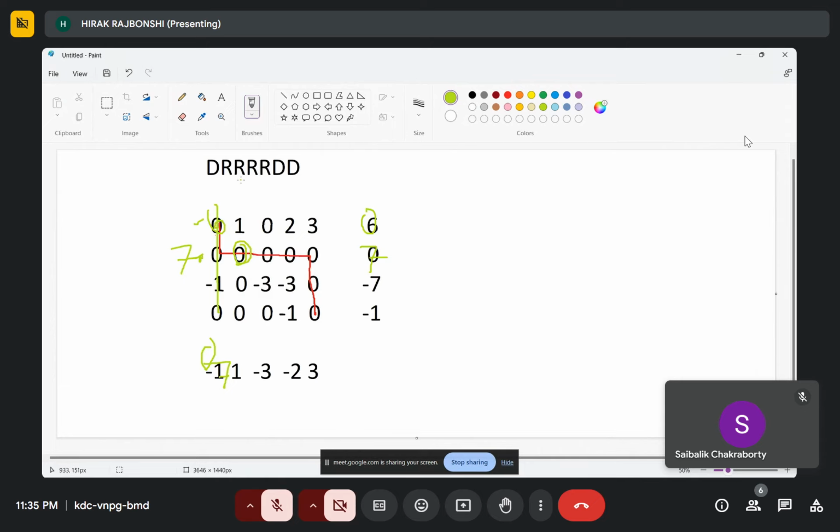Now again I am going right, so I am taking this column, and the sum of this column is 1. So to make it 0, I have to put here minus 1. So this will be 0, and this is 7 minus 1 equal 6. Then again I am going right, so I have to take this. This is minus 6, so this will be 3, and 6 plus 3 equal 9.